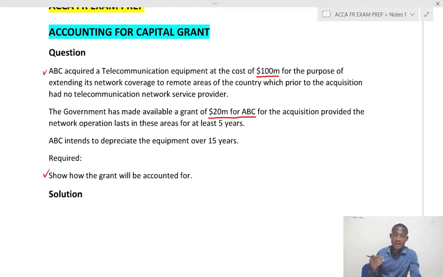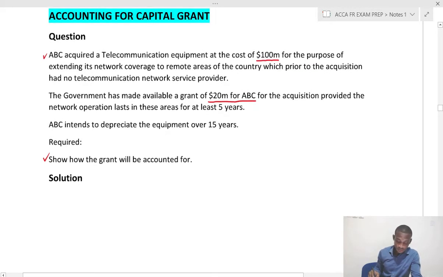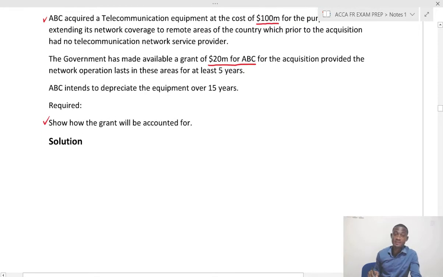So again, before the recognition, the entity has to be certain that they will meet the requirement. So if there is indication that they will depreciate the asset over 15 years, ideally, that would mean that the asset will last beyond 5 years or will last for 5 years. Now, how do we account for the capital grant?